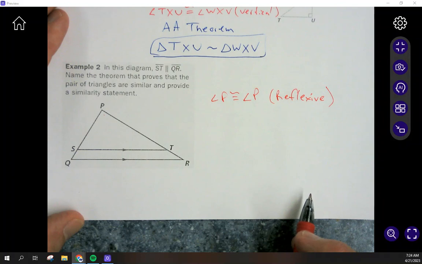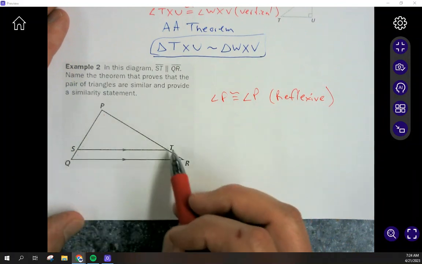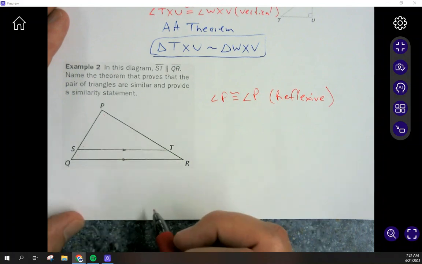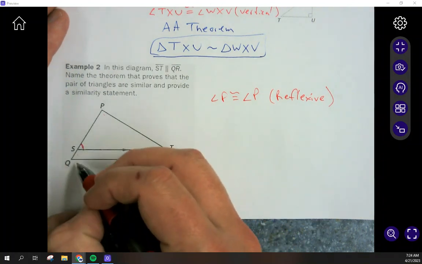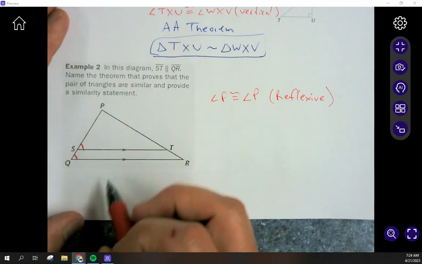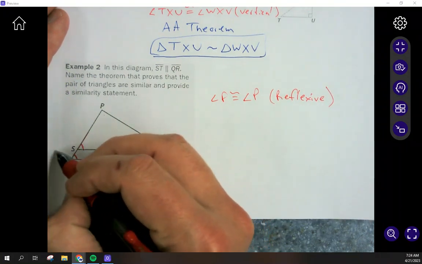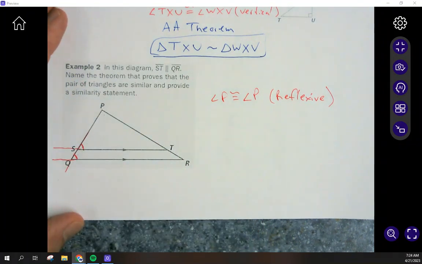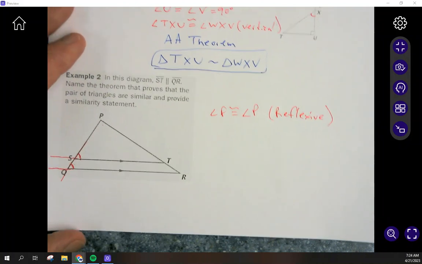And then we only need one more angle to prove that these are similar. And so you could use S and Q over here or T and R. They are both going to be corresponding angles. So I'm just going to go ahead and use this one. These angles are going to be equal because I have parallel lines being cut by this line. They're in the same exact position. So therefore, those are going to be corresponding angles.